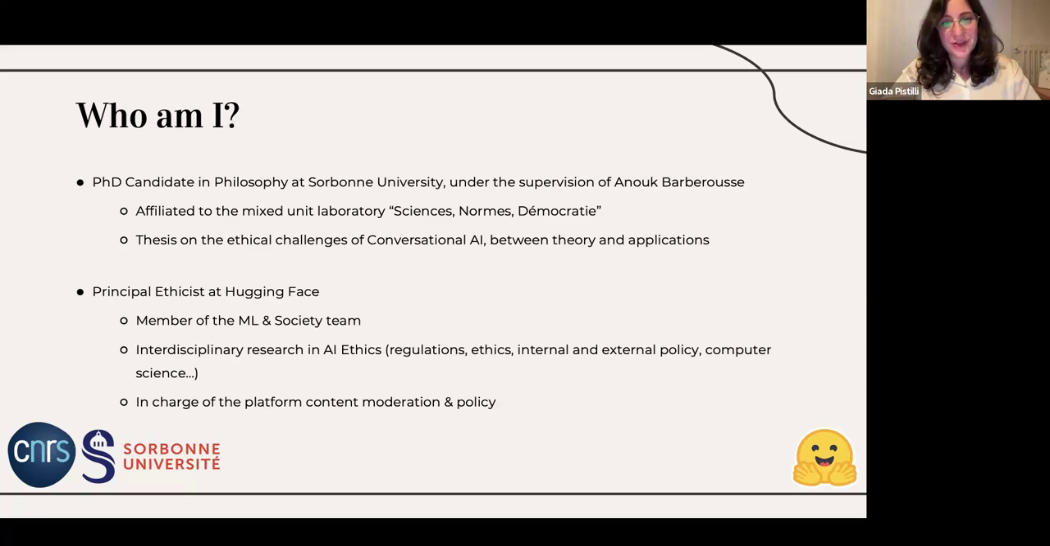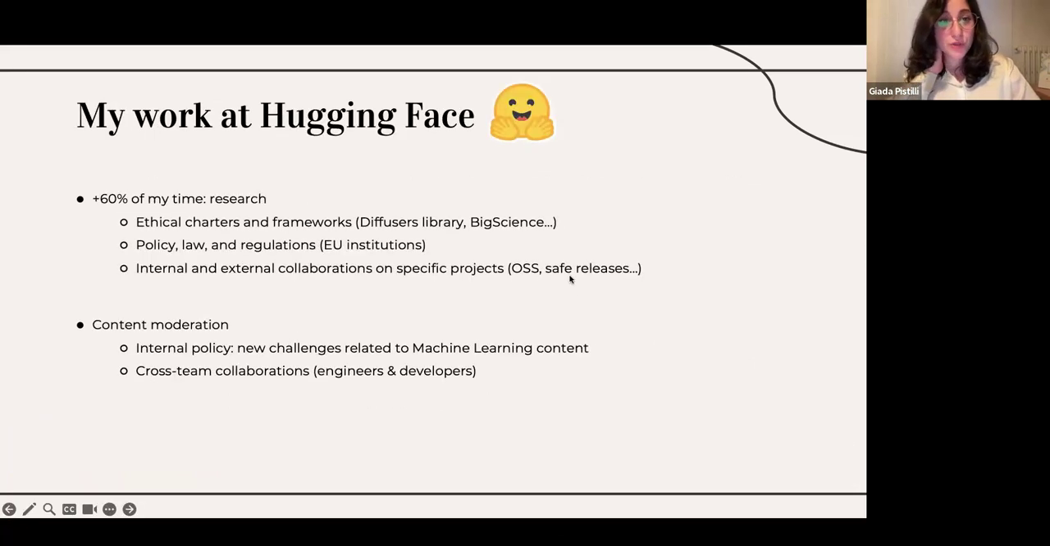Voila. So, what do I do at Hugging Face, as I was saying? Of course, I'm basically a researcher, so most of my time I'm doing research. Maybe if we have time, I'd be happy to share my main research project nowadays. I'm specialized in ethical charters and frameworks. So I drafted the ethical charter for the diffusers library.